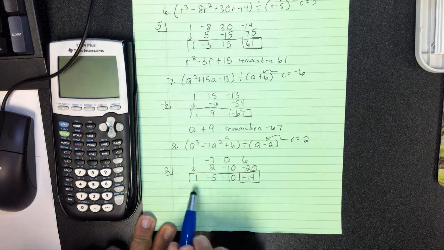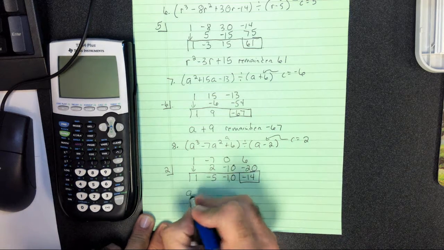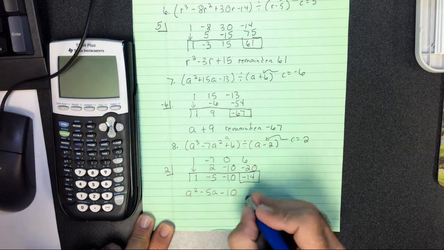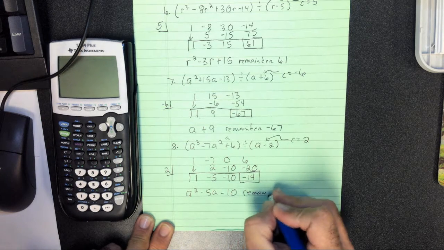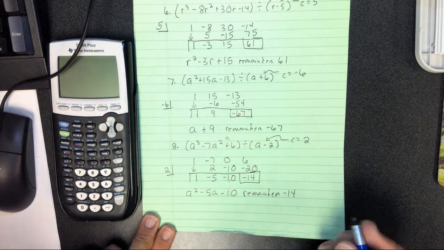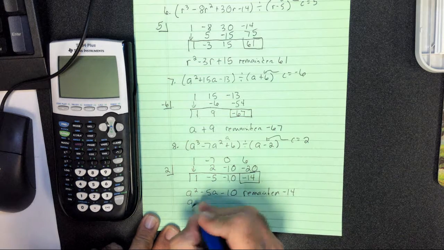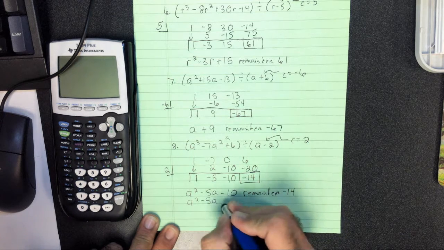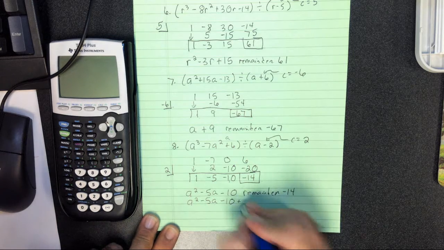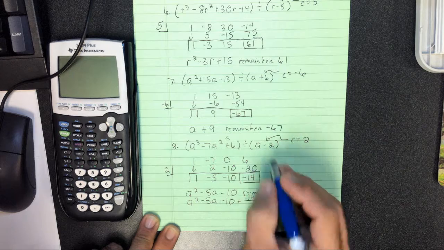Now, remember, that's an a cubed, so this starts 1 degree less, so that's a squared minus 5a minus 10 with a remainder of negative 14. Now, what they did on this is they wrote the remainder a different way, so they wrote the answer as a squared minus 5a minus 10 plus that negative 14 over what we divided by, which was a minus 2.